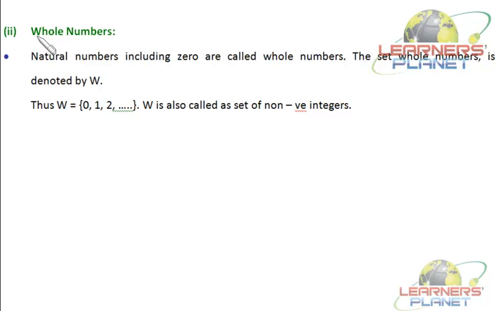Now, what a whole number is. Natural numbers including 0 are called whole numbers. The set of whole numbers is denoted by capital W. So what is the set of whole numbers? The set of whole numbers is all the natural numbers plus there is an extra element, that is 0. So all the natural numbers plus 0 is known as the set of whole numbers. We also call it the set of non-negative integers. Okay friends.